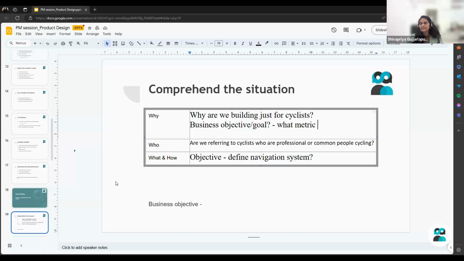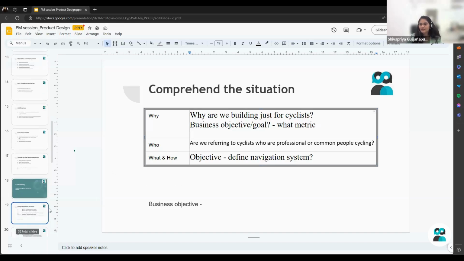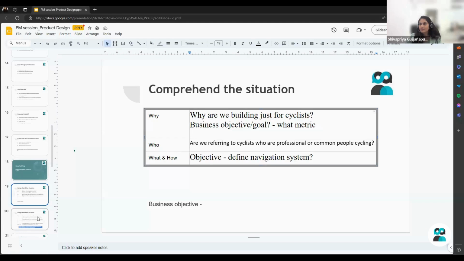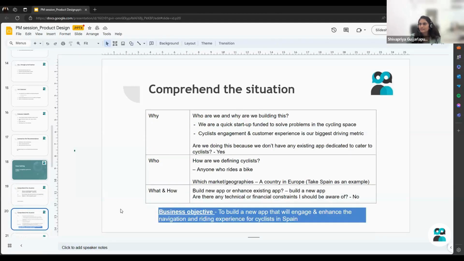All right, these are really great questions. I will share what probably are some of the sample questions that can narrow down my scope at this point. Who are we and why are we building this? This is something that I would ask. These are multifold questions, and each person thinks differently. At the end of the day, we need to come up with a business objective.